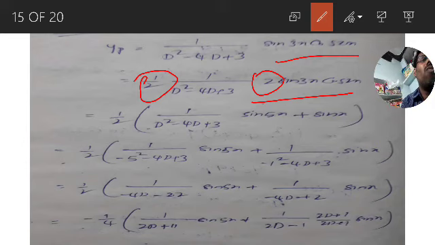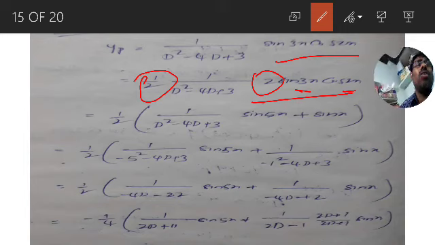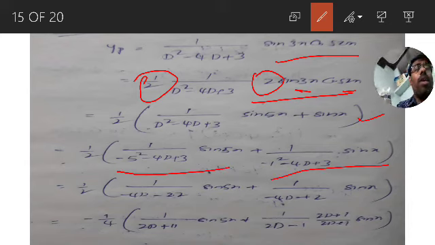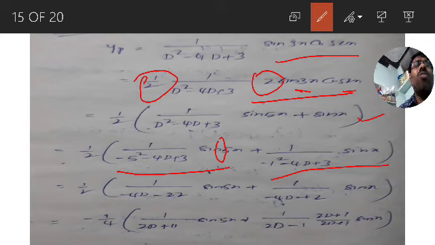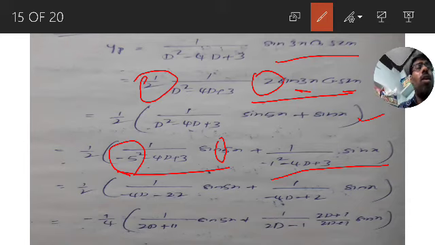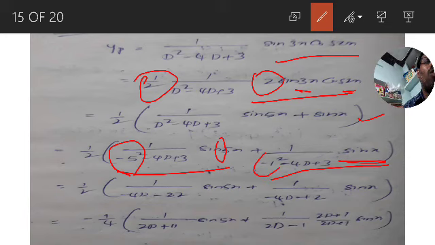What is A here? 3x. And what is B here? 2x. 3x plus 2x is 5x. 3x minus 2x is x. So what we got: 1 by 2 into 1 by d square minus 4d plus 3 of sin 5x plus sin x. For sin 5x write a separate term, and for sin x write a separate term. For sin 5x, a is equal to 5, a square is equal to 25, minus a square is equal to minus 25. So in place of d square, you have to write minus 25. And for sin x, a is equal to 1, a square is equal to 1, minus a square is equal to minus 1. So in place of d square, you have to write minus 1.